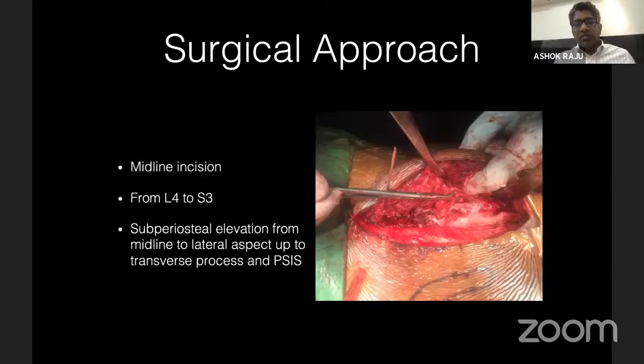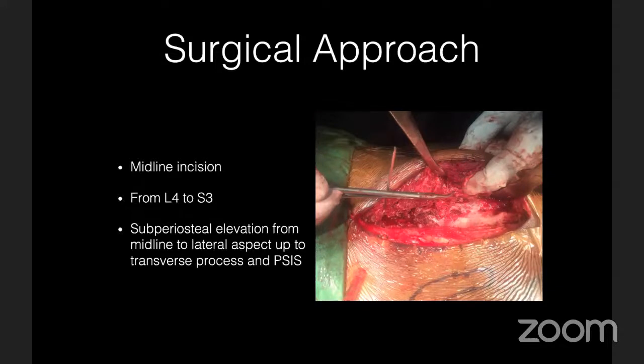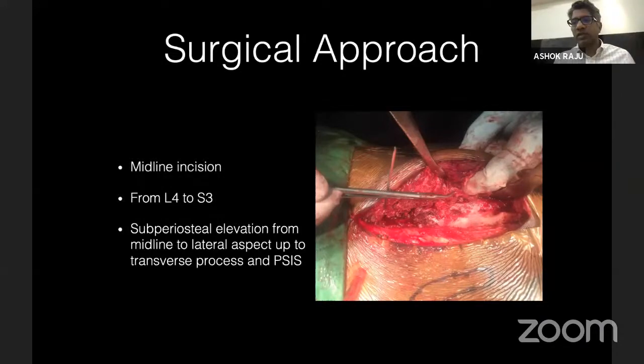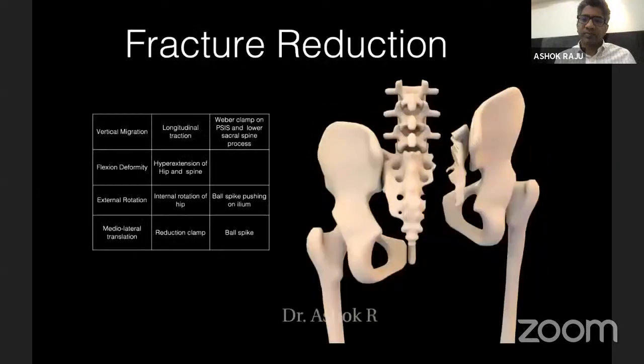The approach is a midline approach. Your incision is from L3 to S3 level. You subperiosteally elevate the whole of your muscle. In the proximal segment, the lateral transverse process of L5 and S1 should be seen. And in the lower part, in the sacral region, the whole of the dorsum of the sacrum, the posterior superior iliac spine, posterior inferior iliac spine, and a part of the sciatic notch should be at least visible.